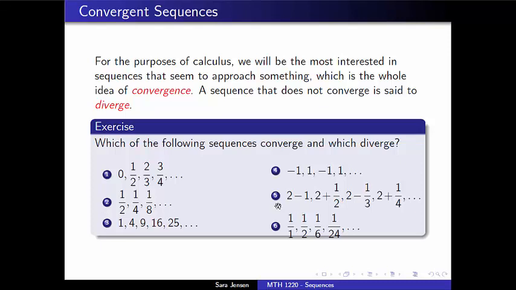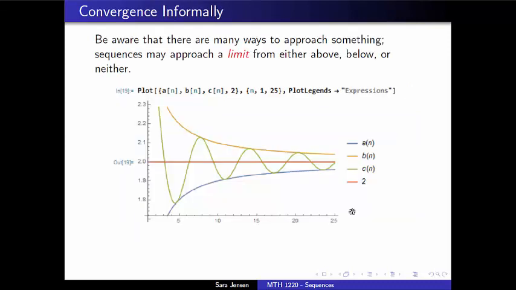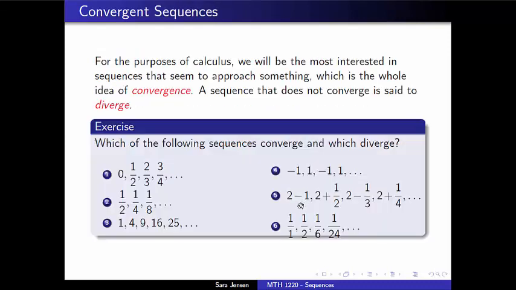Sequence 5 is interesting because it's giving us that sort of alternating or oscillating behavior that we were seeing in the sequence C of n in this image, where one of our numbers is below 2, and then our number is above 2, and then our number is below 2, and then our number is above 2. So this sequence is an example of something that is converging to its limit in an oscillating manner. And then sequence 6 is also approaching 0 from above, just like sequence 2.